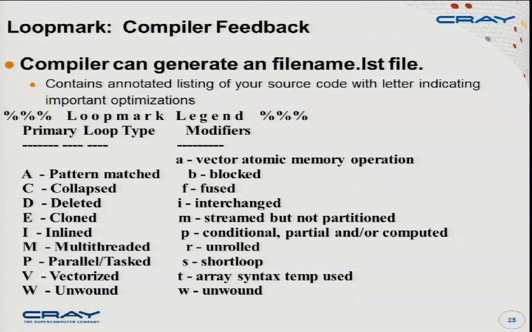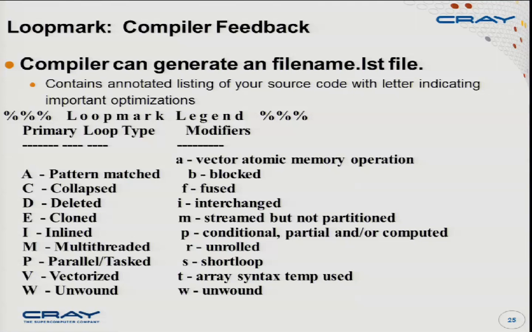And what does it tell you? Okay, well, the compiler generates a file by the name of filename.lst. So if your file was called bob.f90, then it will be bob.lst. Or if it's bob.c, it will be bob.lst.